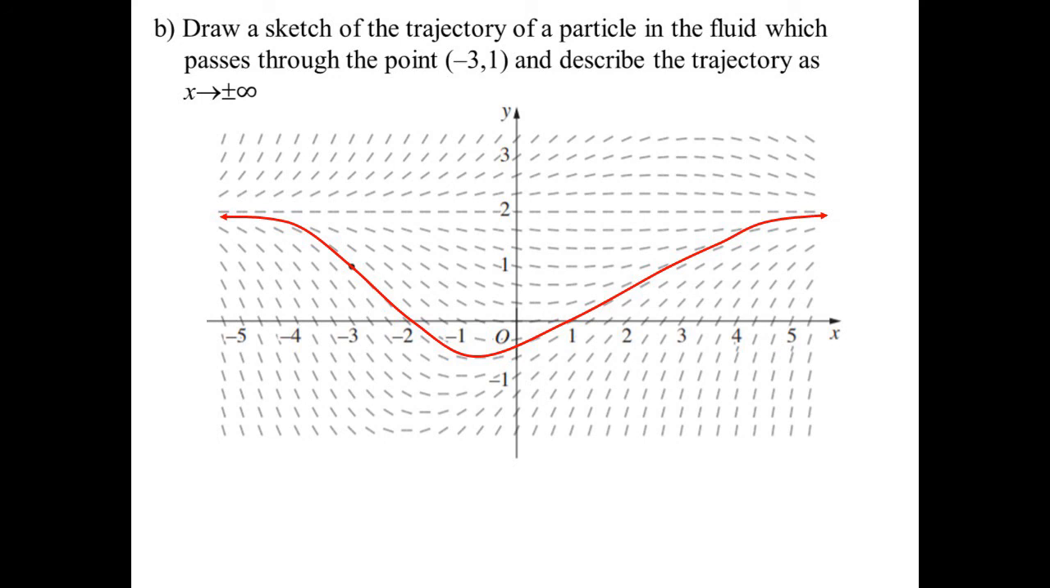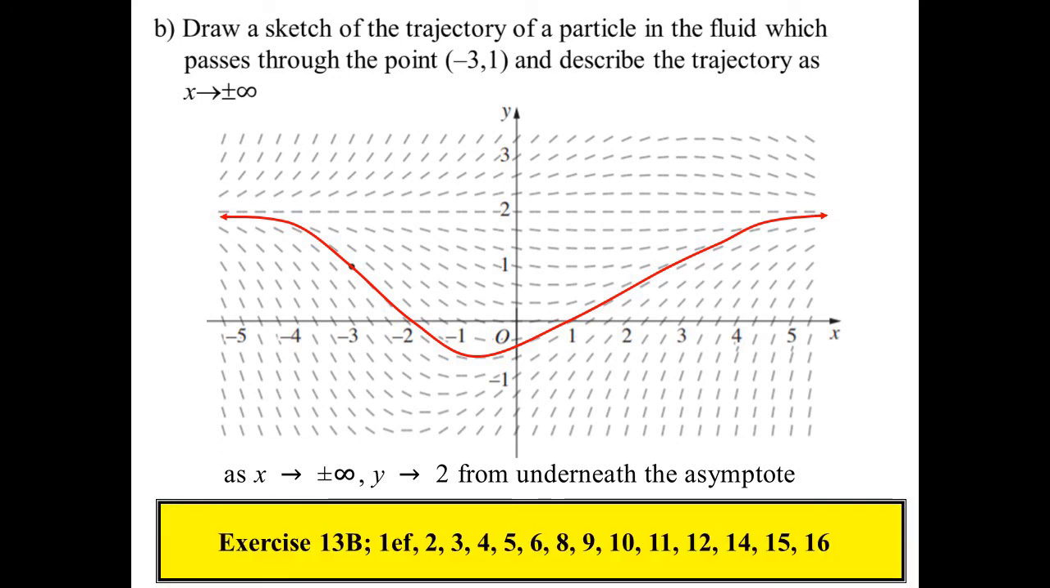So, describe the trajectory as x is approaching plus or minus infinity. What's happening at plus or minus infinity? That's our horizontal asymptote that we end up drawing in. So y will approach 2, but it'll approach it from underneath the asymptote. If the point I picked was above y equals 2, it would still be a horizontal asymptote, but now it would be coming from above. All right, so let's play with 13b.